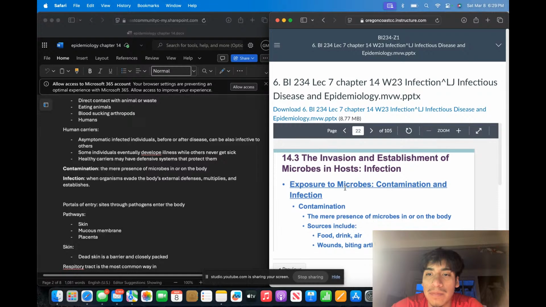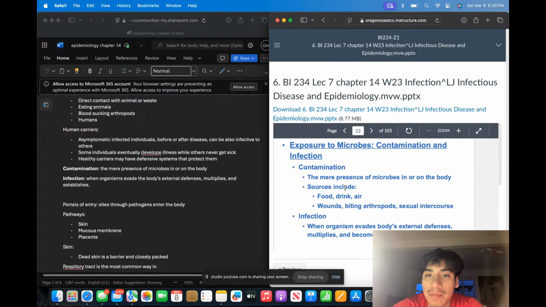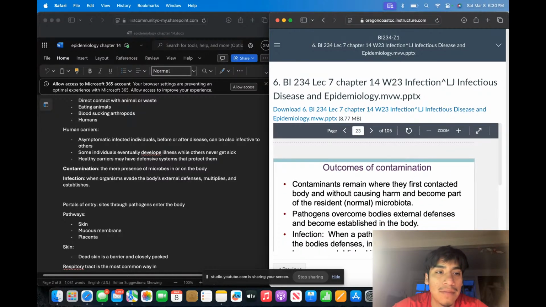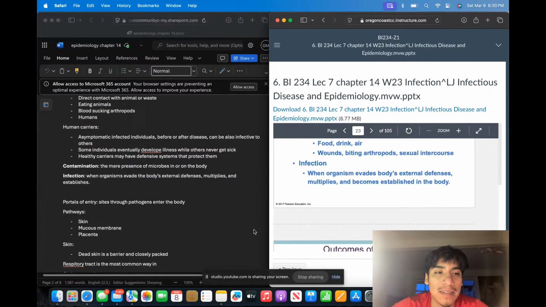Exposure to microbes: contamination and infection. Contamination is the mere presence of microbes in or on the body. That's the definition here in my notes. Infection is when the organism evades the body's external defenses, multiplies, and establishes itself in the body. Disease, I think, we'll talk about later. Disease is when it multiplies enough to have negative effects on your body.